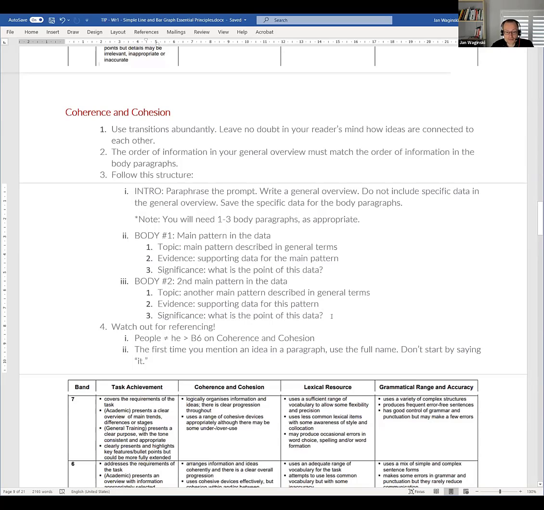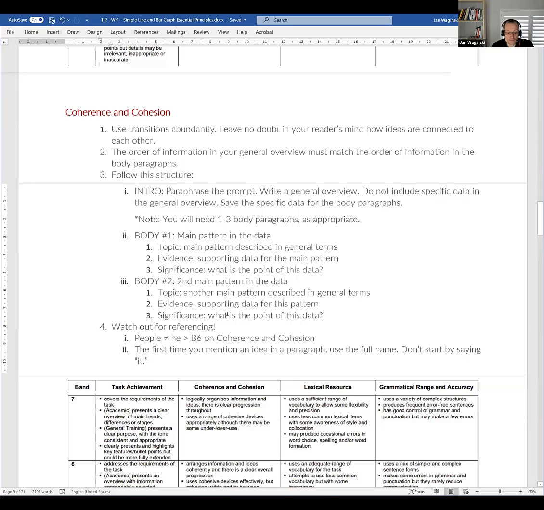Now, this is just a very general recommendation for the structure. We're going to see an example today where it's not as explicitly followed because it's not always appropriate. Sometimes you're just going to talk about the evidence. And sometimes the significance of your evidence is kind of going to be blended with the numbers themselves.